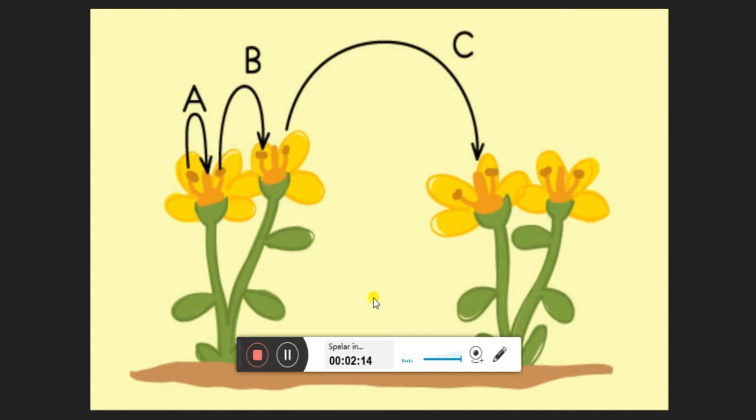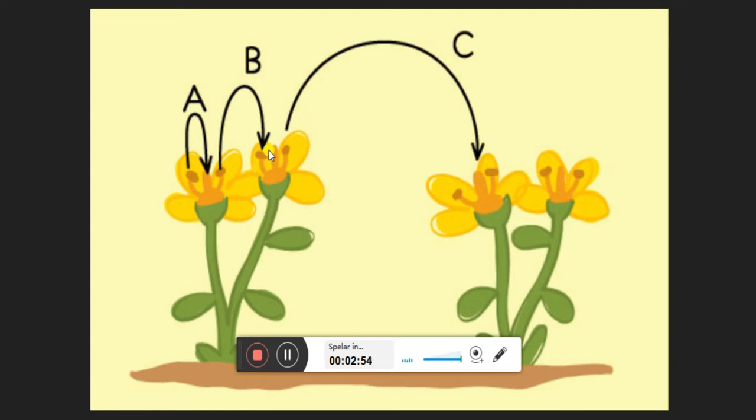In self-pollination, pollination occurs in the flowers of the same plant. As you can see here on your screen, the arrows shown A and B. When the anther is having the pollen grains and the pollen grains are about to come out after maturity, then what happens? Here it might go either on the same flower or on the same plant, but on a different flower. So this is called self-pollination.